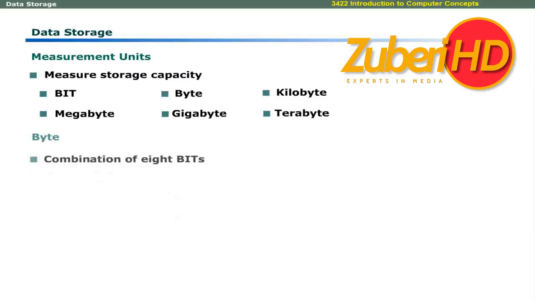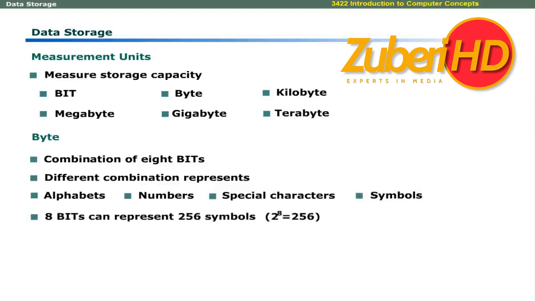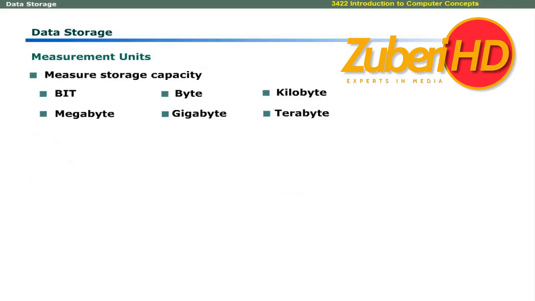Combination of 8 bits is called a byte. You can use different combinations of bits to represent alphabets, numbers, special characters, and other symbols. 8 bits can be used to represent 256 different symbols. The next storage unit is kilobyte.